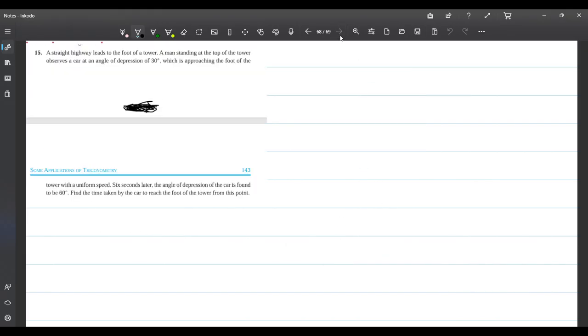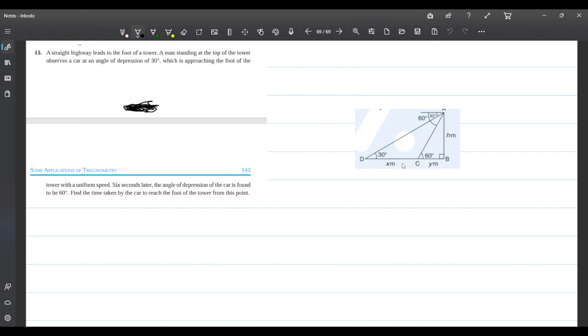Now move to the last question. Let AB be the tower on the top of which is a man. A straight highway leads to the foot of the tower. The man standing at the top of the tower observes a car at an angle of depression of 30 degree, which is approaching the foot of the tower with a uniform speed. Six seconds later, the angle of depression of the car is found to be 60 degree. So we have to find the time taken by the car to reach the foot of the tower.